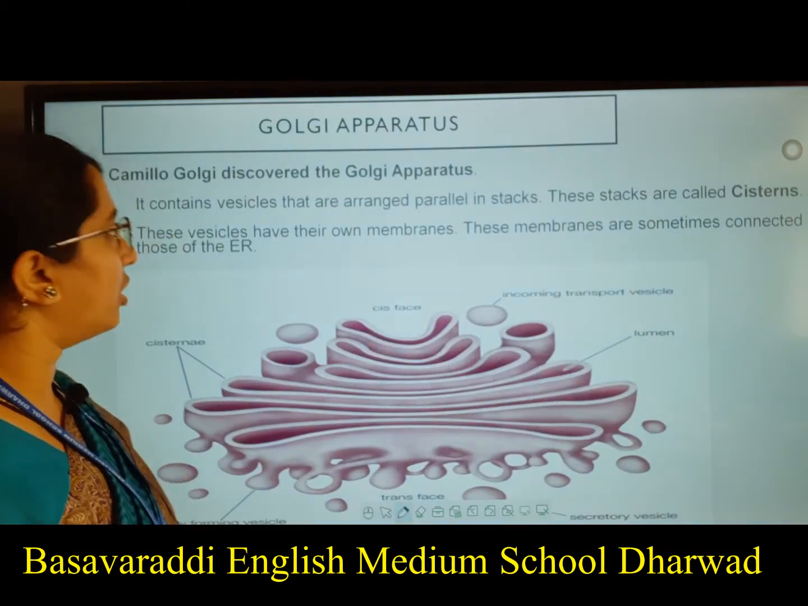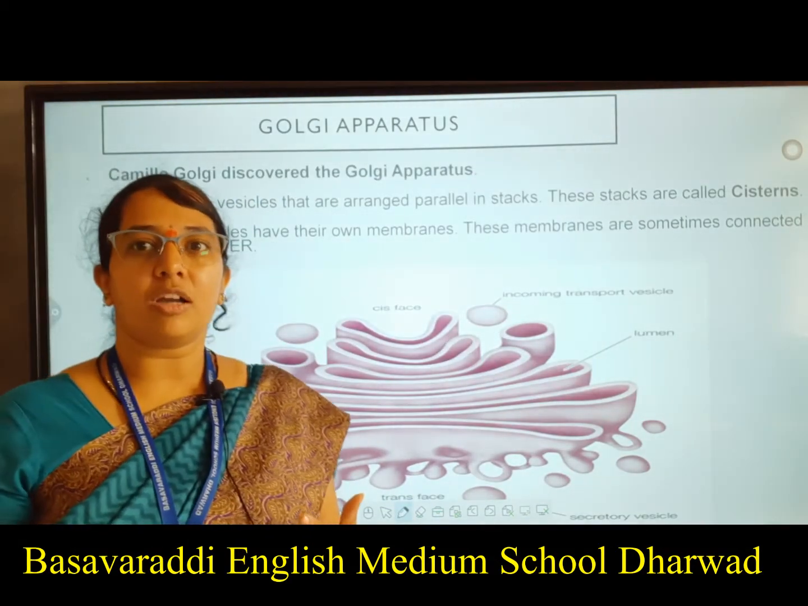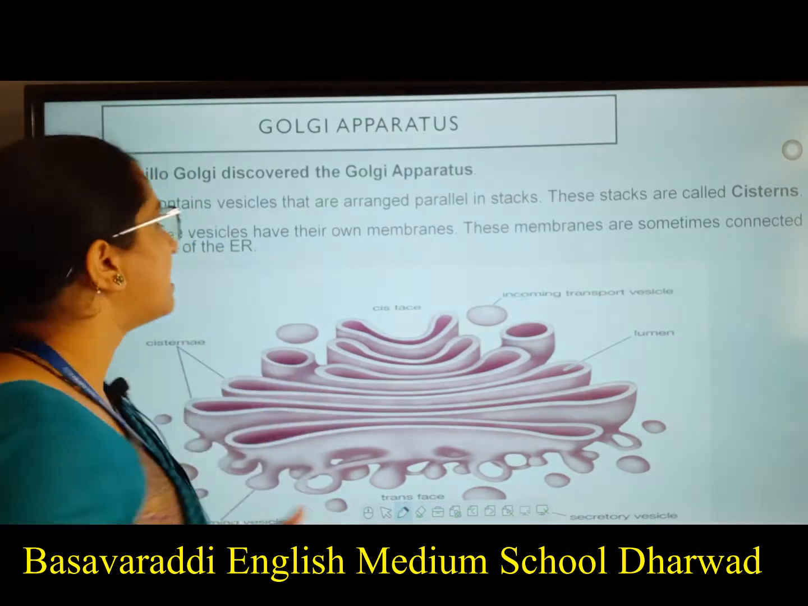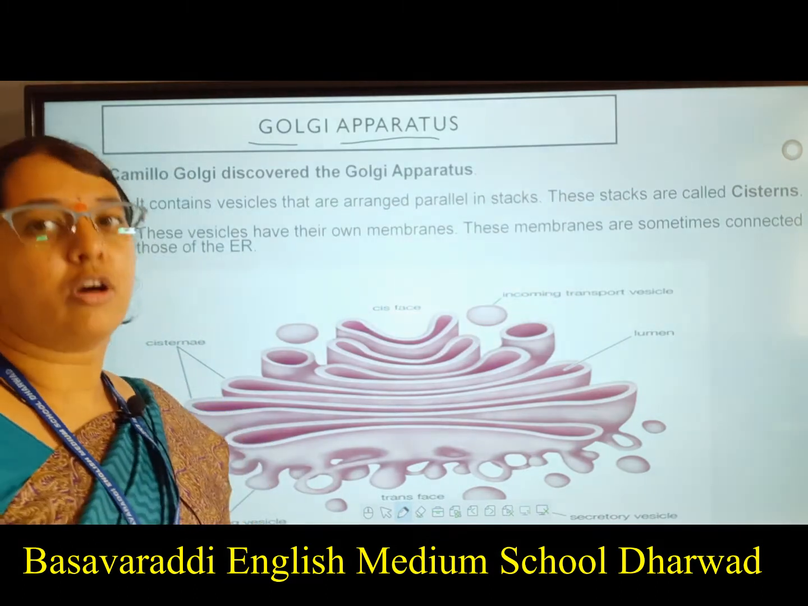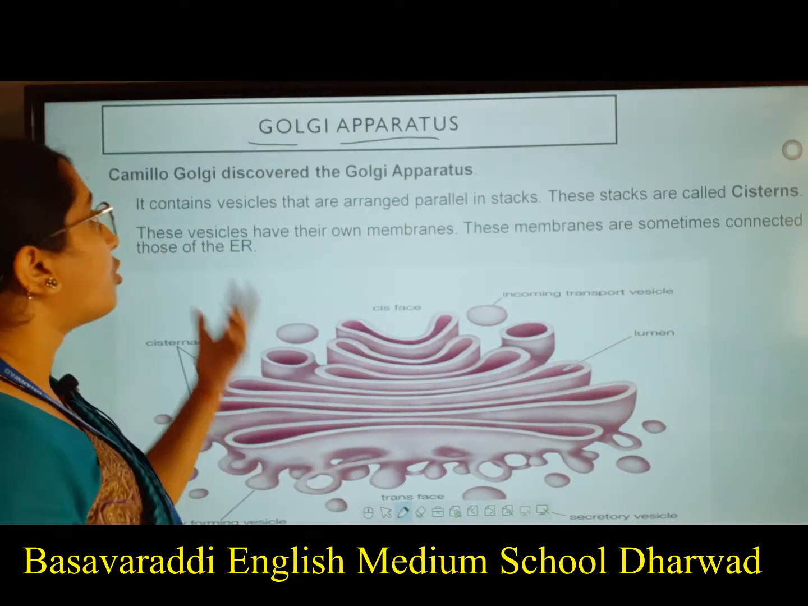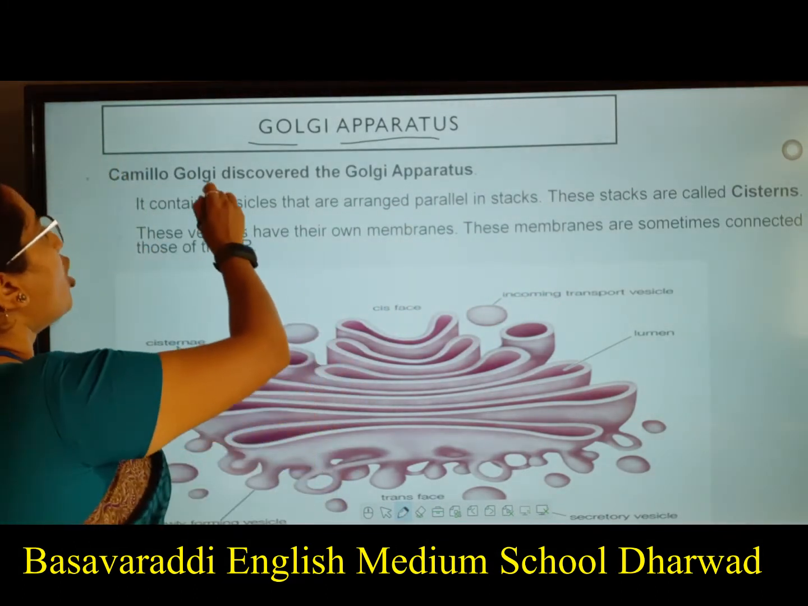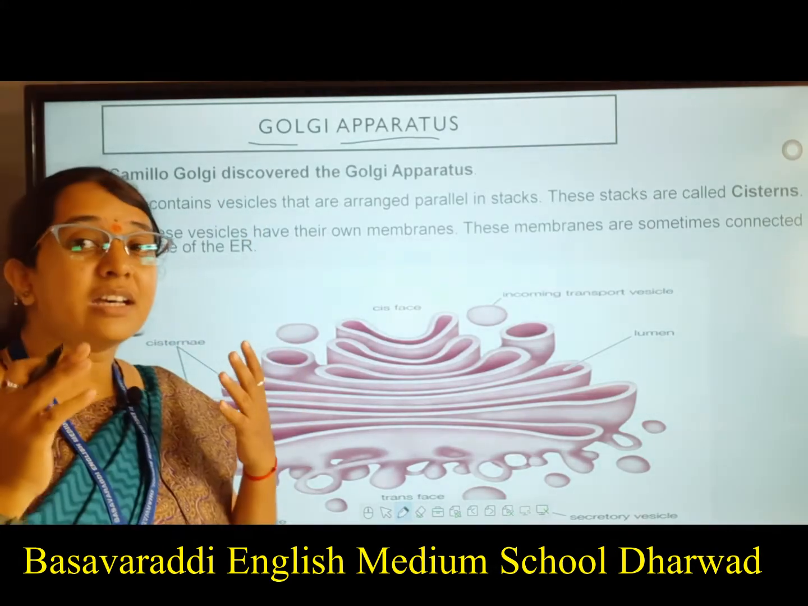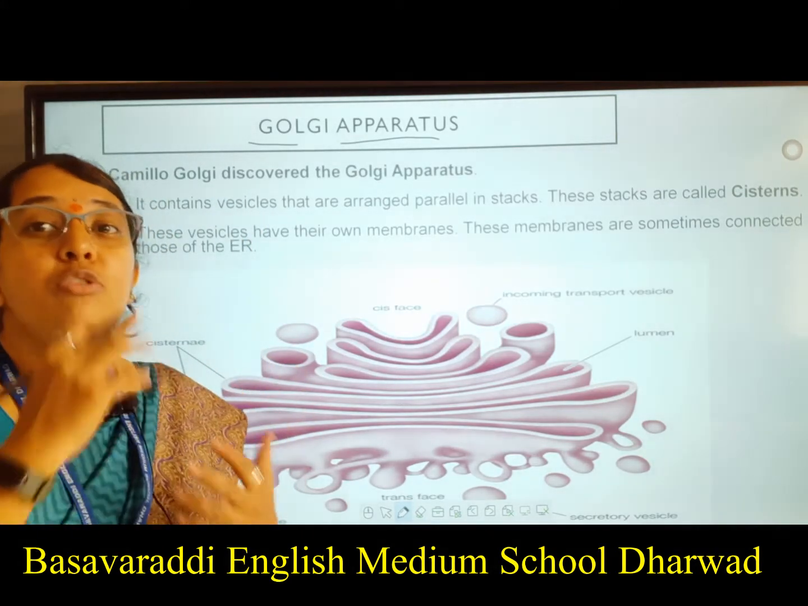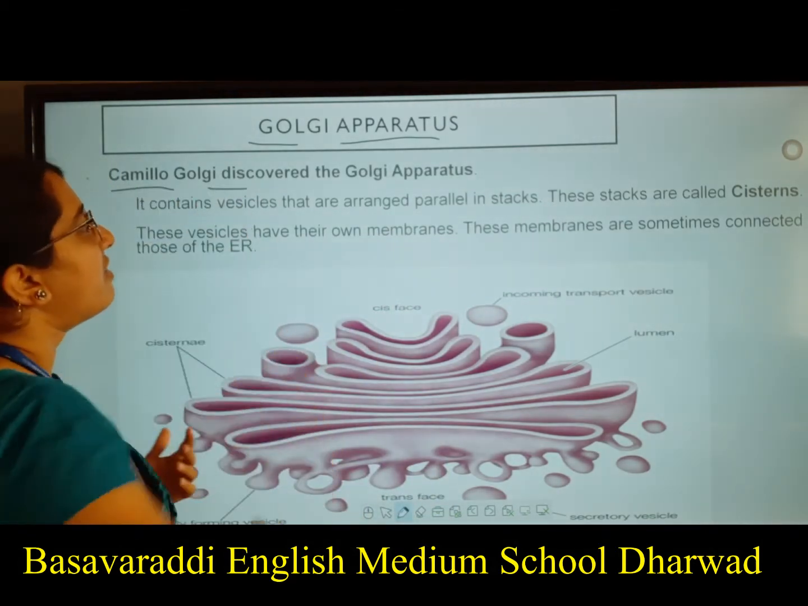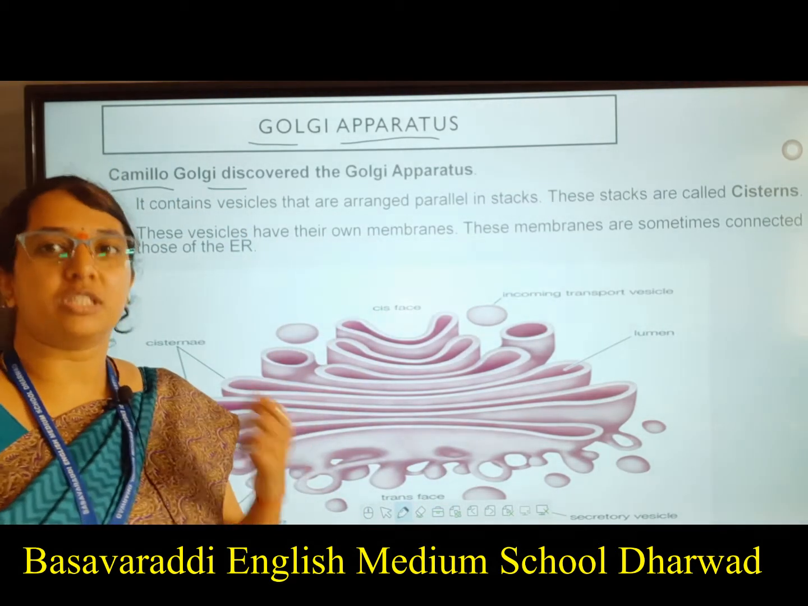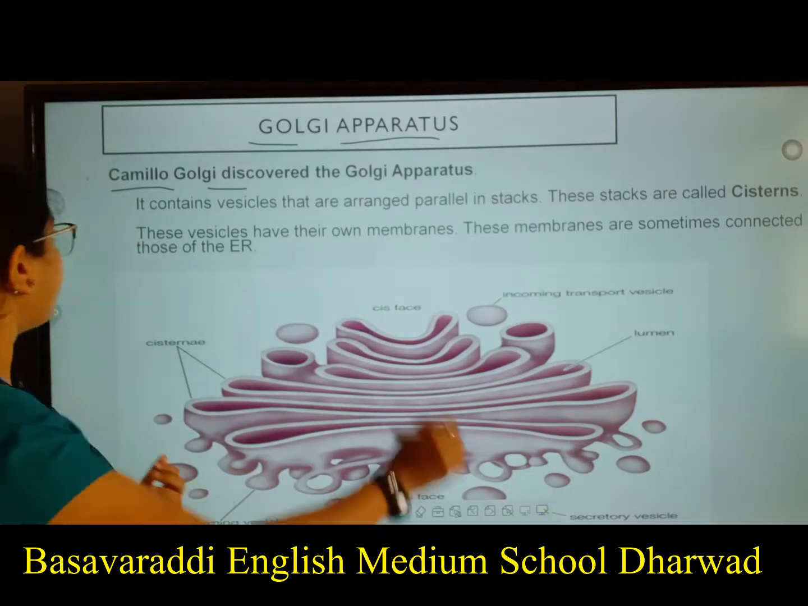Now moving on, the next cell organelle that we are going to study is the Golgi apparatus. It is also called Golgi bodies. The Golgi apparatus is named after Camillo Golgi. Who found these Golgi bodies in the cell? It was Camillo Golgi who discovered the Golgi apparatus.